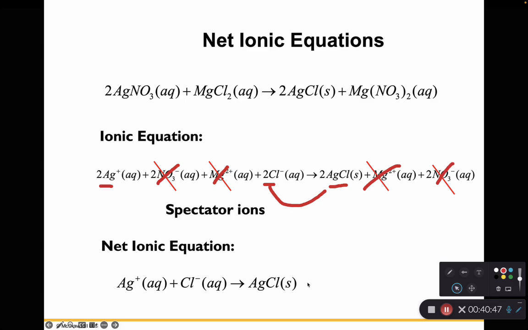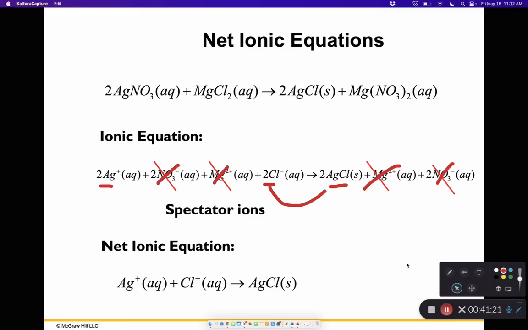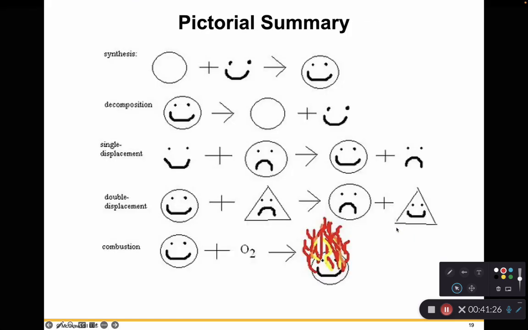So if the question is to write a net ionic equation, it means you need to break down the molecular equation into individual ions, and then from the individual ions, you need to cross out the spectator ions. If there is something solid, liquid, or gas as a product, you cannot break it down. You leave it, and finally it will be part of the net ionic equation. So we just learned how to write the net ionic equation.